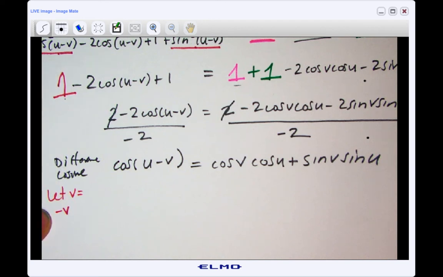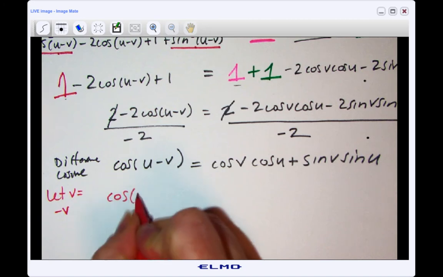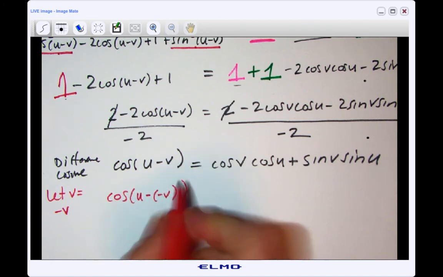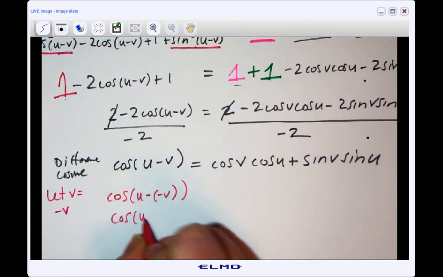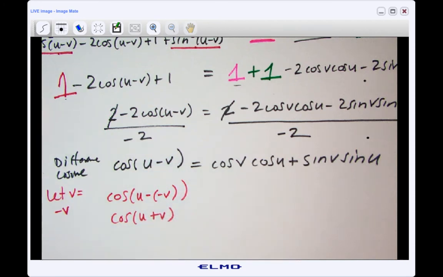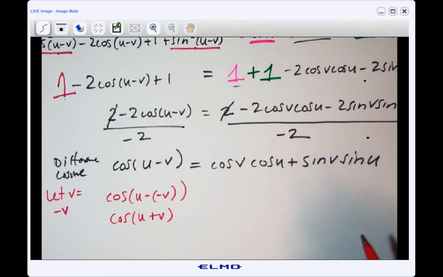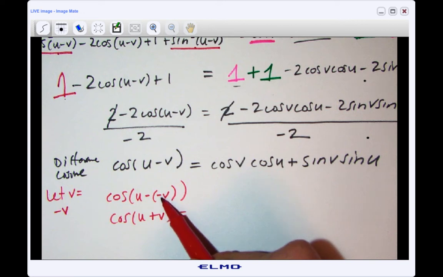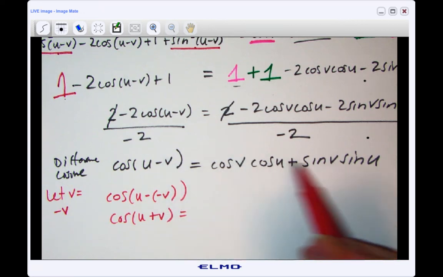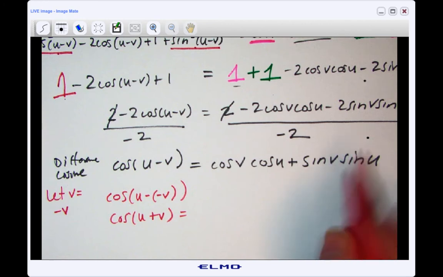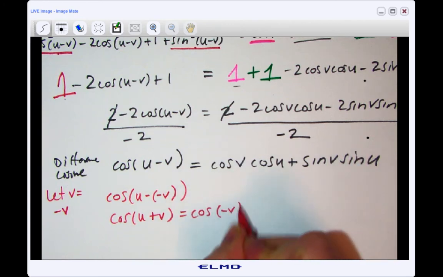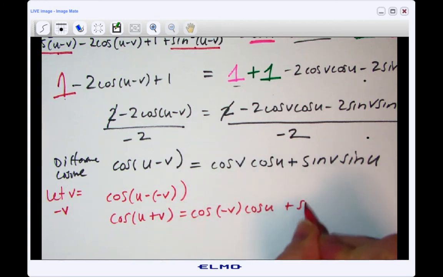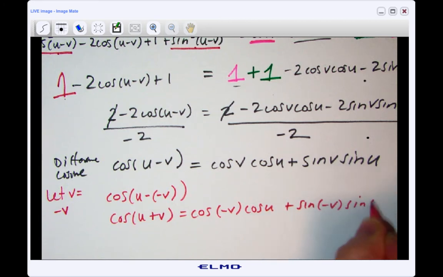So what I'm going to do here next is just stick in a negative v for v. And why do I want to do such a cuckoo thing? Well, if I put in a negative v here, I get cosine u minus minus plus v. And so what I will be writing here is my sum formula for cosine. Isn't that great? So if I put in a negative v here for v, that means everywhere here I see v, I also have to put in a negative v. So I'm going to do cosine negative v cosine u plus sine negative v sine u.